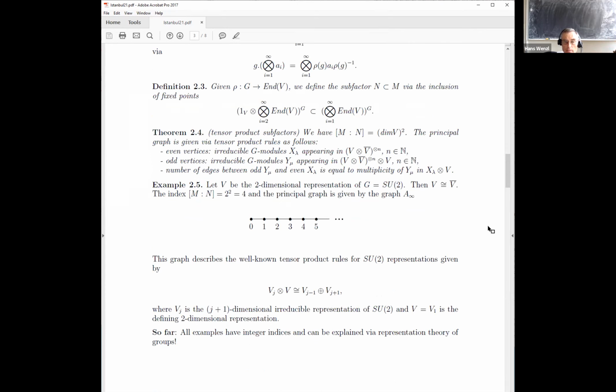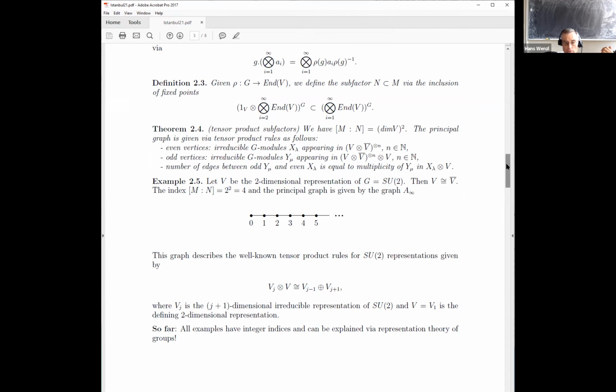As an important example, you could take for V the two-dimensional representation of G equals SU2, which is self-dual. So hence then the index is 4. And one can describe the principal graph here by the infinite graph A infinity. And this graph comes from the well-known tensor product rules for SU2, which I think are also known.